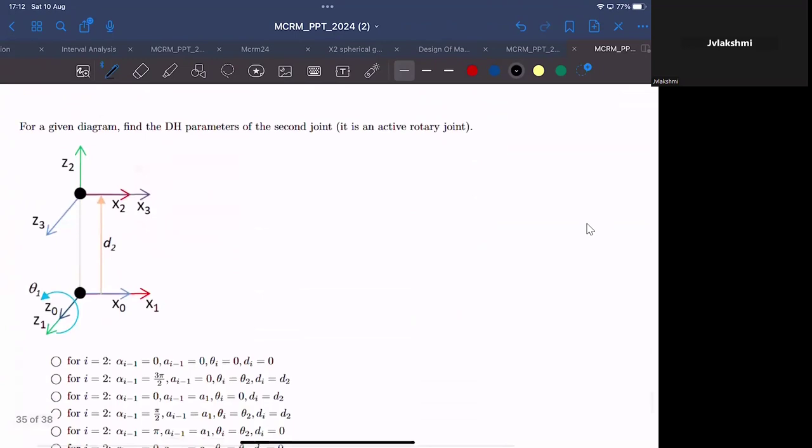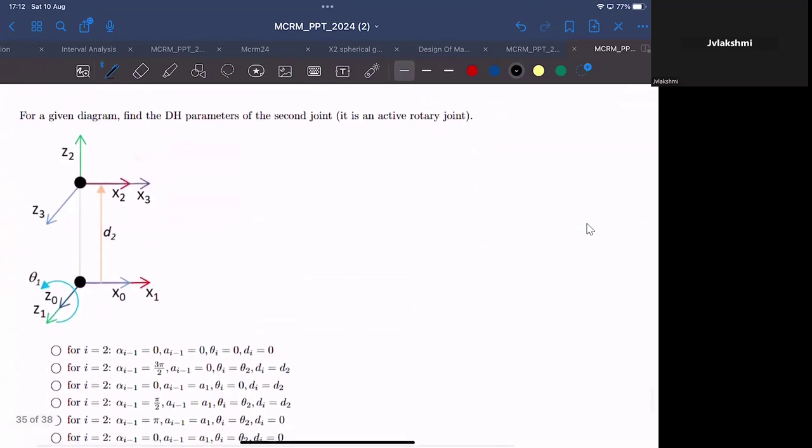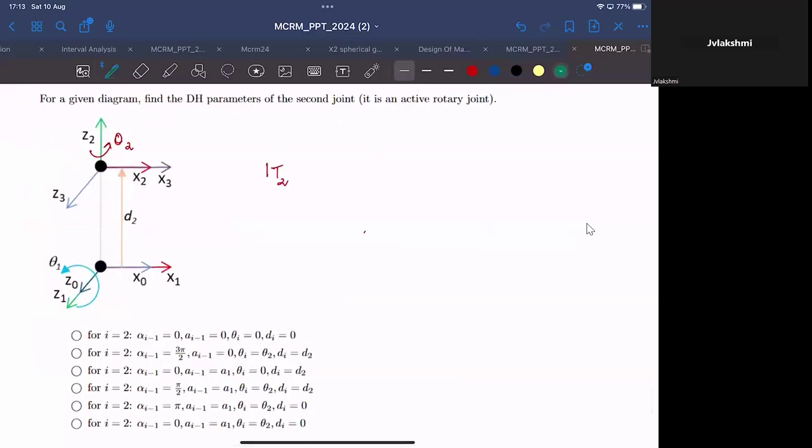So for the given diagram, find the DH parameter for the second joint. So the second joint is an active rotary joint. So this is the second joint in the figure. Yeah, this is the second joint, Z2. It's a rotary joint. So we need to find the DH parameters between frames 1 and 2. So I'll draw the frame. Z1 is like this. X1 is like this. And Z2 is vertically upward. And X2 is like this. And this is an active joint variable, so it can rotate about this vertical axis by theta 2.